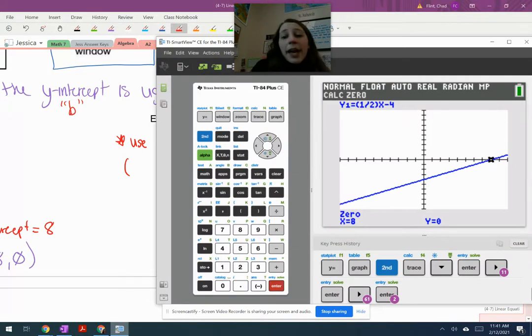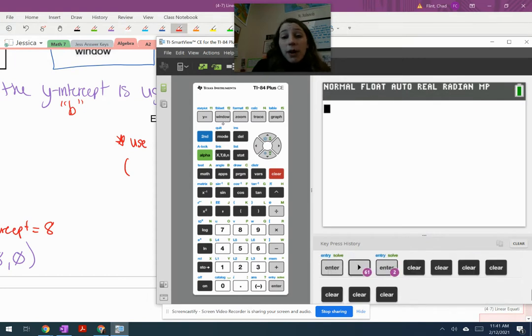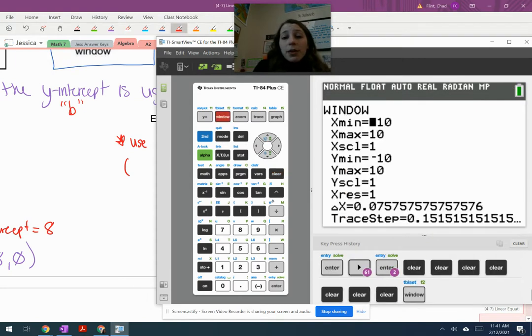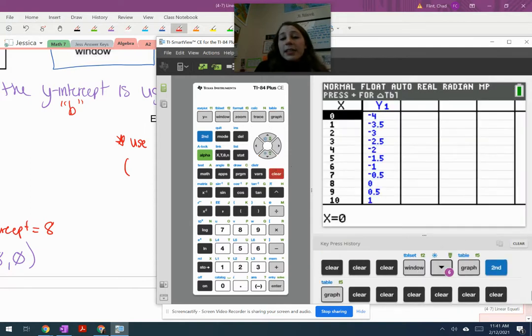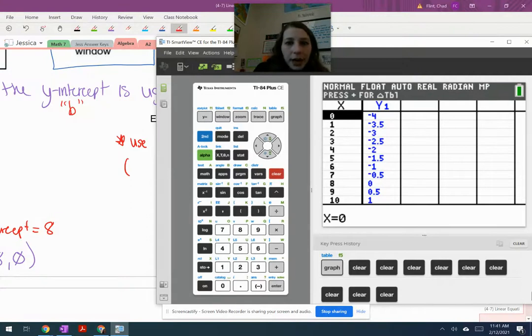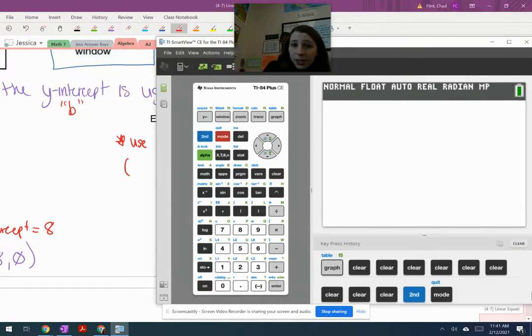Whenever you're in any of these modes, if you hit clear, it doesn't always take you out of where you are. Like if I'm in the window, I don't want to hit clear there. Or if I'm in the table and I hit clear, it doesn't get me out of there. Don't freak out. That's where you use that second mode button to quit. Remember, second mode to quit.